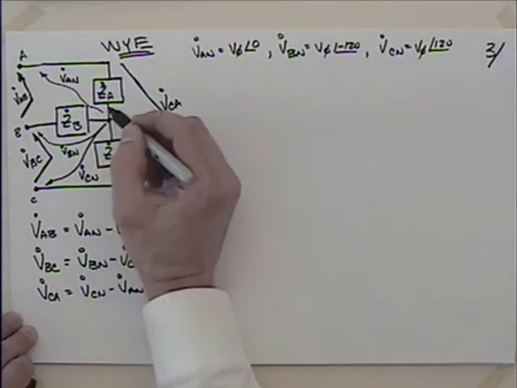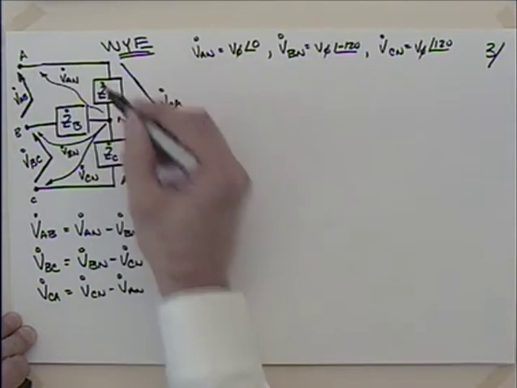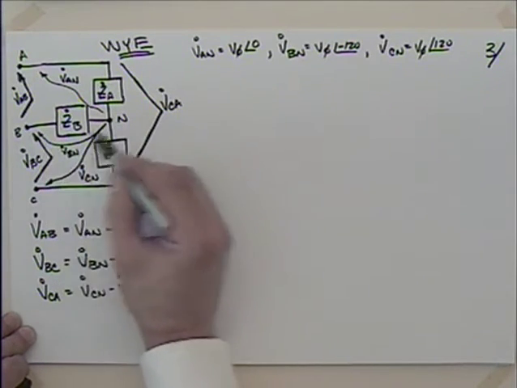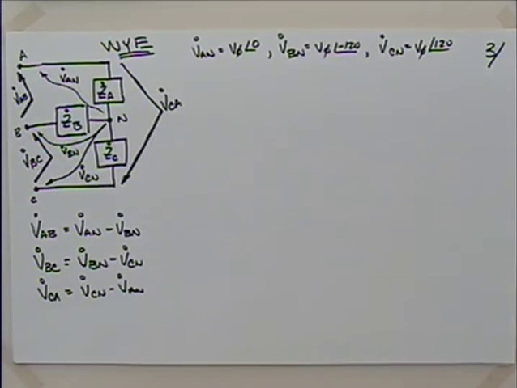These other voltages here, where I'm going from the neutral, this would be VAN, the voltage at line A with respect to the neutral, the voltage at line B with respect to the neutral, and the voltage at line C with respect to the neutral. We call those phase voltages. That is the voltage at the line with respect to the neutral. We call those the phase voltages.